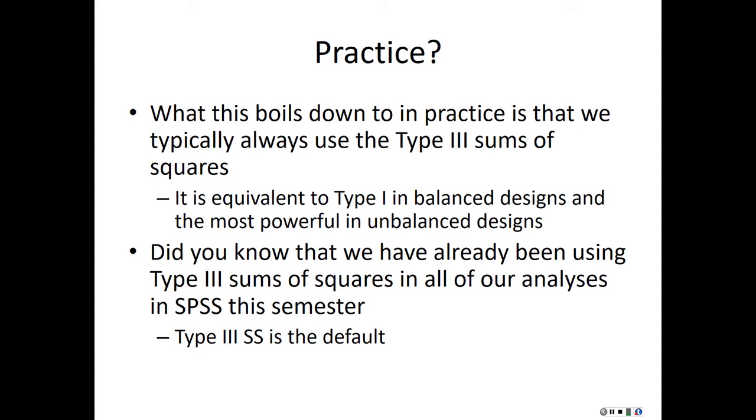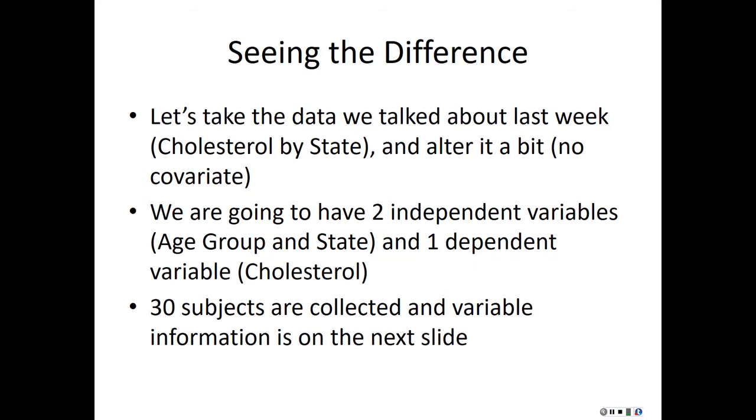So it's pretty common to use type 3 sums of squares because it doesn't matter if the design is balanced or not. It's going to be the same as type 1, so you might as well just use type 3 because it's the safest approach. We're going to work through an example data set just so you can see the difference between type 1 and type 3, and how type 1 changes.